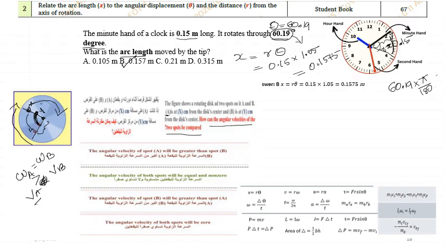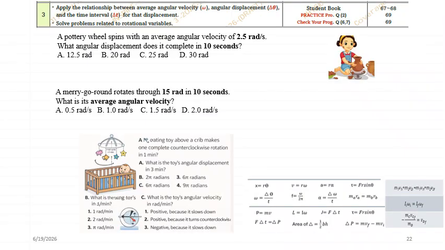Now read the question and the options. The angular velocity of spot A will be bigger than spot B. It's not; the angular velocity is exactly the same, so this is wrong. The angular velocity of both spots will be equal. This is the same, and you can read the remaining options to get an idea of how they connect with each other. Now let us move to the next slide. The next slide is in connection with question number 3, which is connected with angular velocity.